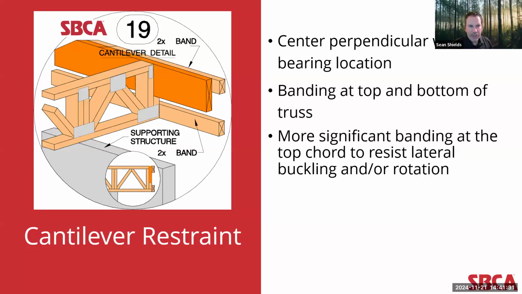This one is a slight variation from detail 8, which I talked about earlier. In this detail, it calls for more robust restraint of the truss from buckling laterally and/or rotation. So a designer may use a detail like this for having a more significant band at the top of this bottom chord bearing truss. Again, there also needs to still be banding added to the bottom chord to provide lateral restraint because, again, it isn't anchored to a support structure, it's cantilevered.